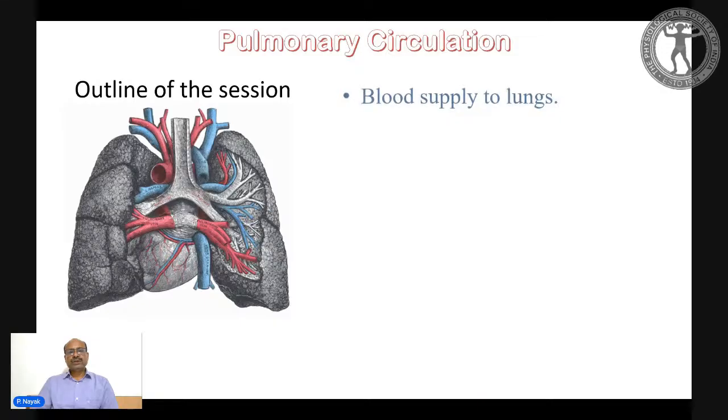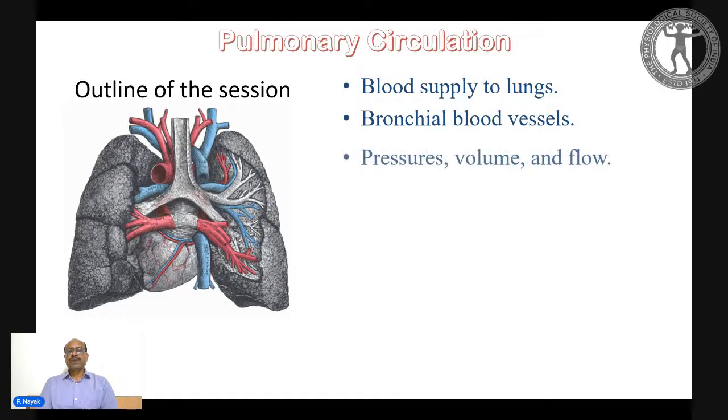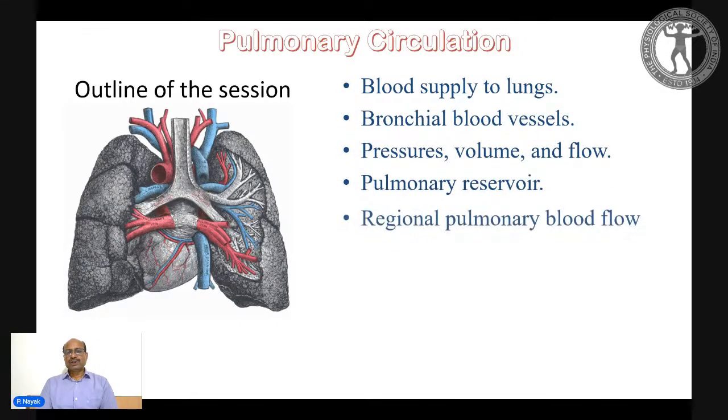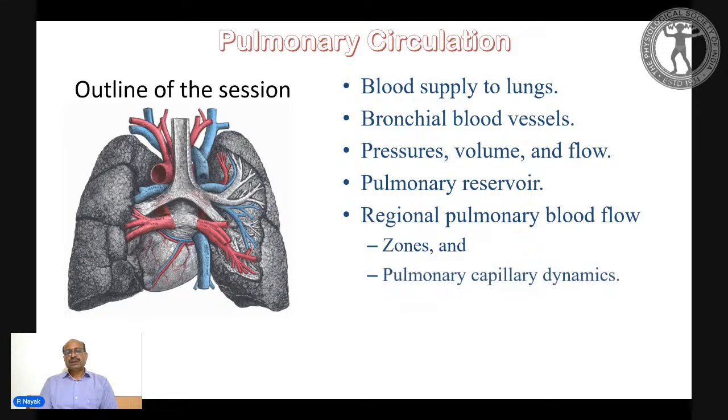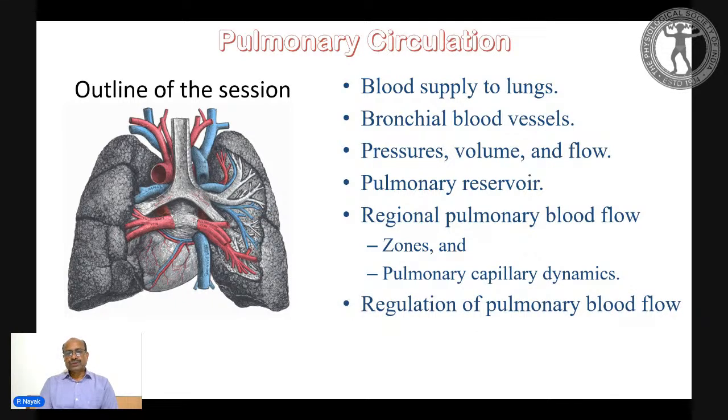So the outline of today's session includes blood supply to lungs, bronchial blood vessels, then pressure, volume and flow, pulmonary reservoir, regional pulmonary blood flow, where we will discuss the zones and pulmonary capillary dynamics. And finally, we will discuss the regulation of pulmonary blood flow.